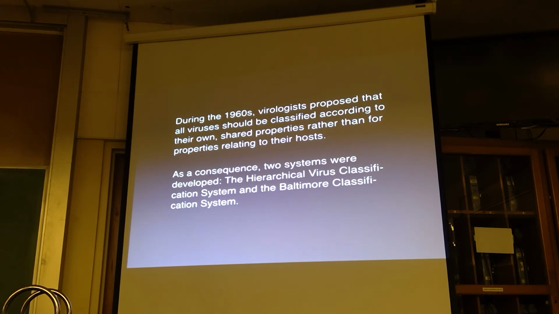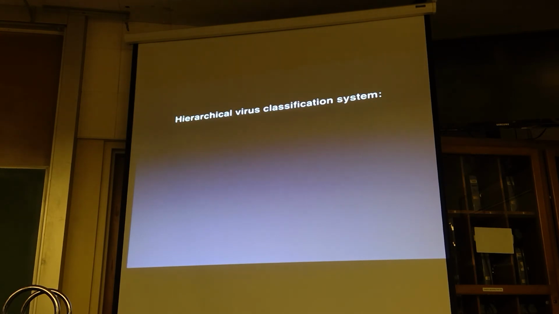Therefore, they must all make messenger RNA. And they said, let's classify them based on how they get to messenger RNA. And this became known as the Baltimore classification system. It was proposed by David Baltimore. And it puts viruses together in a whole bunch of different categories based on how they get to messenger RNA.